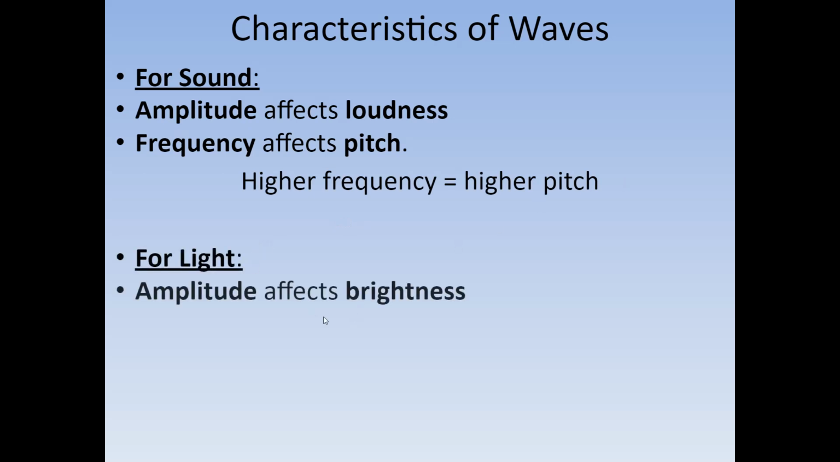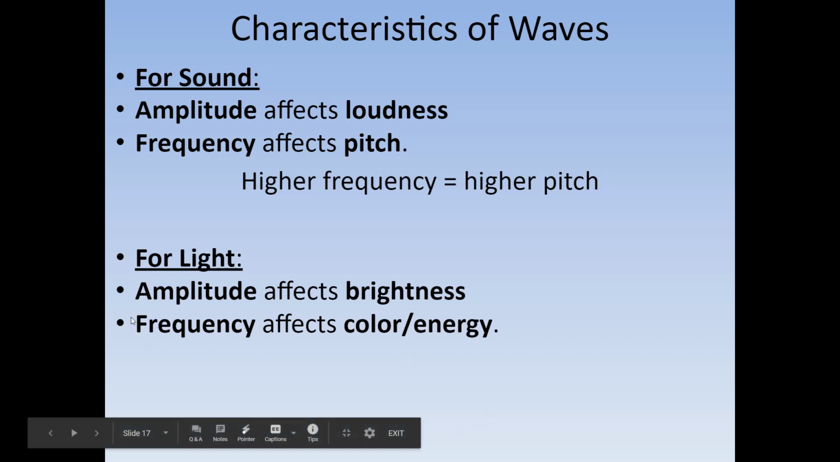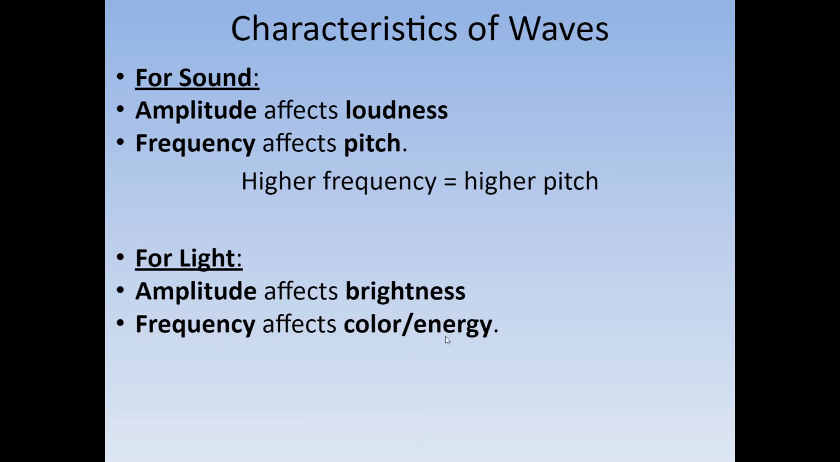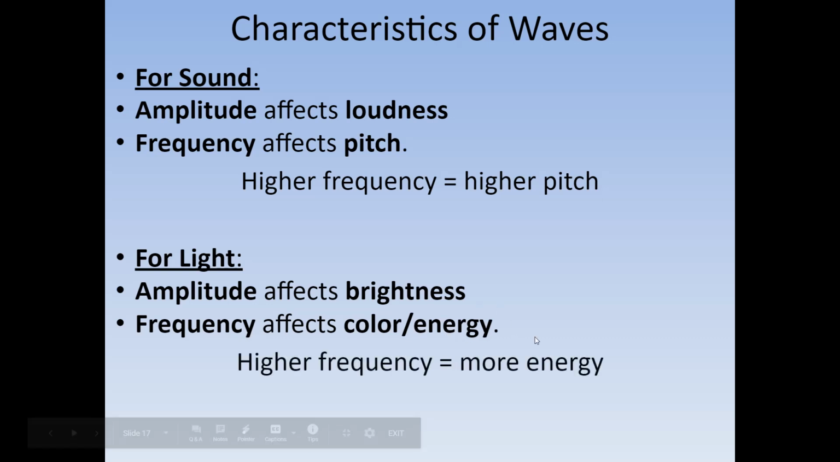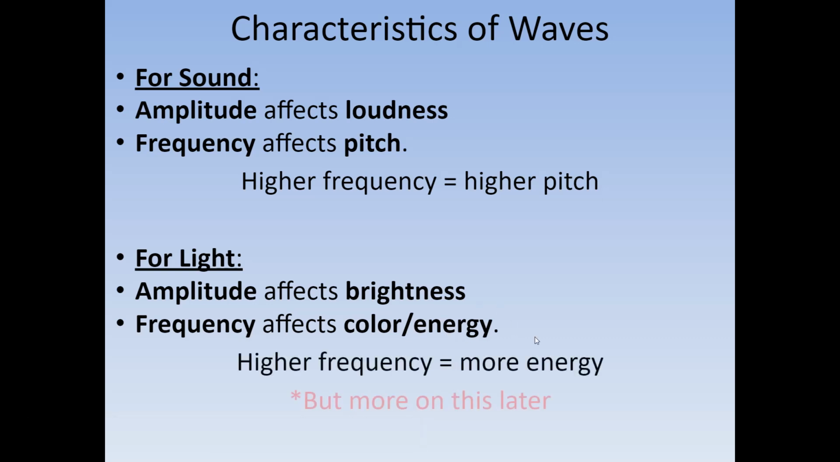Now, light's a little bit different. Amplitude is affecting the brightness. So if you've ever seen something like a dimmer switch, when you increase the brightness, you're increasing the amplitude of the light. And then frequency is actually affecting both the color and the energy of the light. So you saw it before, the electromagnetic spectrum, gamma rays all the way to X-rays and microwaves. Those are different frequencies of light. So different frequencies gives us different colors and therefore different energies. The higher the frequency, the more energy it has.